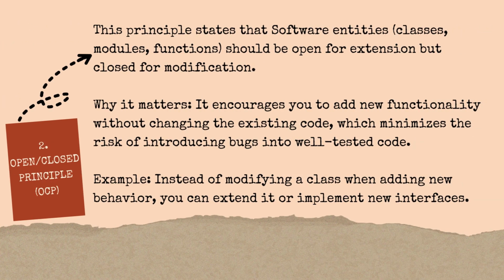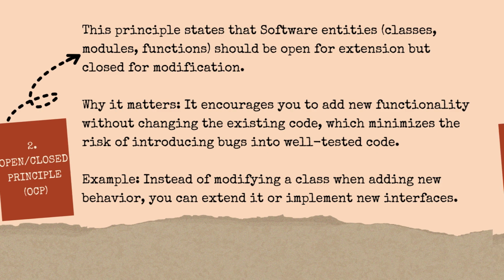2. Open/Closed Principle, OCP. This principle states that software entities, classes, modules, functions, should be open for extension but closed for modification. Why it matters? It encourages you to add new functionality without changing the existing code, which minimizes the risk of introducing bugs into well-tested code. Example: instead of modifying a class when adding new behavior, you can extend it or implement new interfaces.